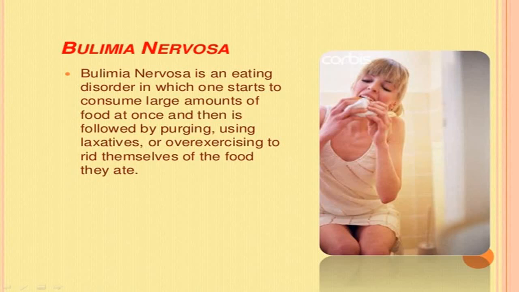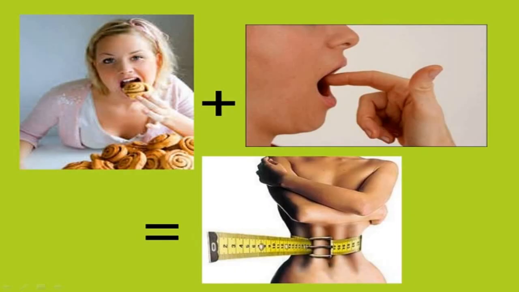Purging means vomiting. Laxatives are the agents or medicines that induce egestion, and over exercise means excessive exercise to reduce the effects of food. As you can see in this figure, they eat voraciously and then induce vomiting so that food then leaves the body.